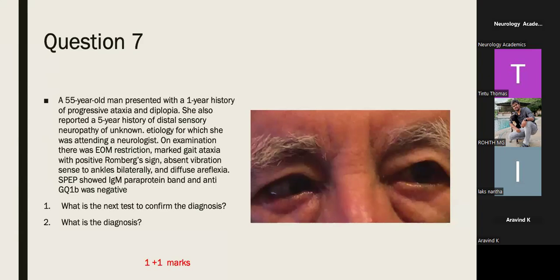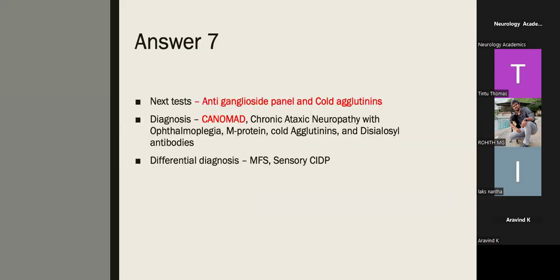This was a case where a patient had progressive ataxia, diplopia, and distal neuropathy of unknown etiology. Examination showed eye movement restriction, marked gait ataxia, and positive Romberg. They had worked up with SPEP showing an IgM paraprotein band, and anti-GQ1b was negative, suspecting a Miller-Fisher variant. What was the next test to confirm the diagnosis, and what is the diagnosis? The diagnosis here is chronic ataxic neuropathy with ophthalmoplegia, M protein. And the further two tests we have to do are the anti-ganglioside panel and the cold agglutinins to confirm the diagnosis of CANOMAD. The close differential will be sensory CIDP or a Miller-Fisher variant.